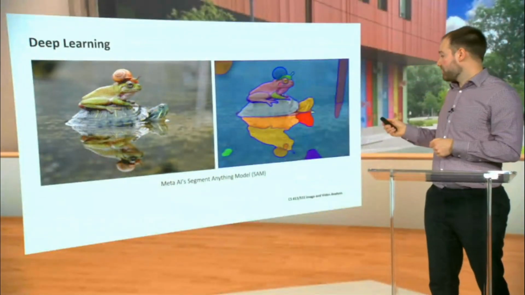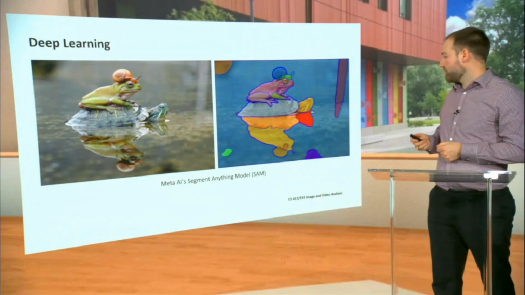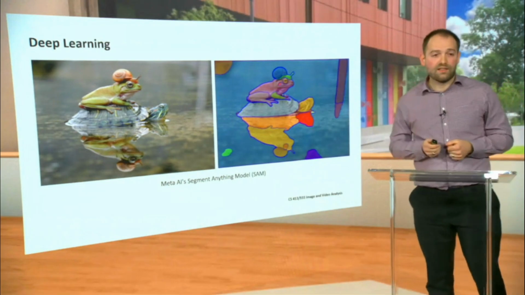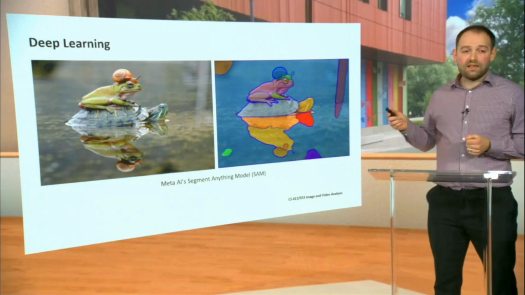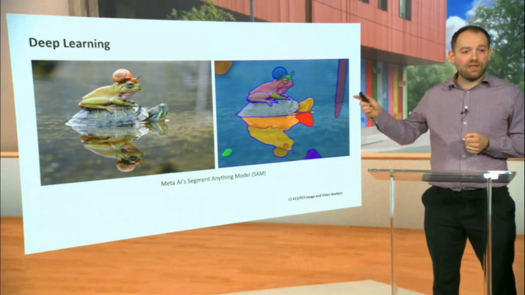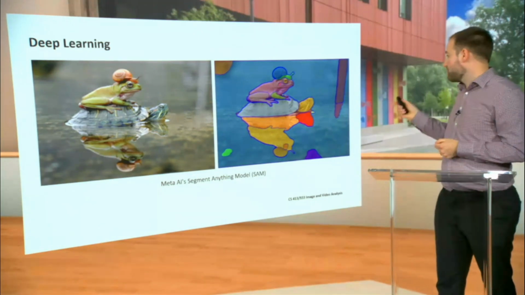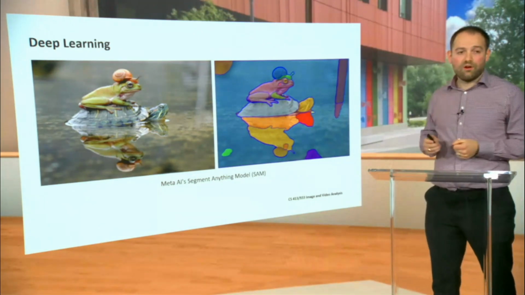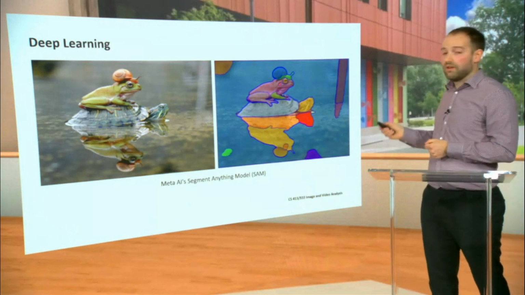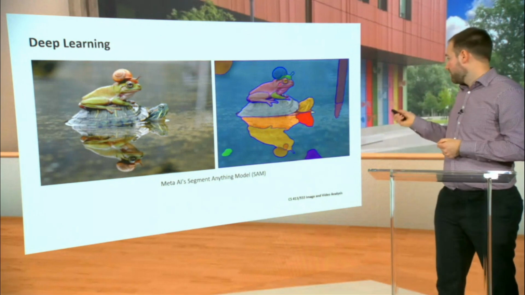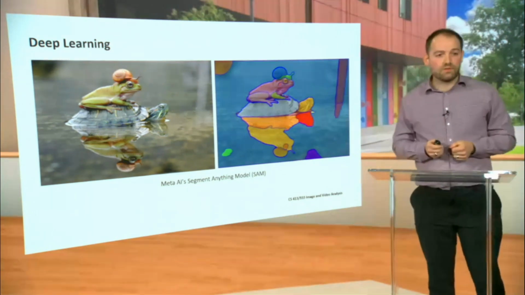So here we've got another model. This is a deep learning model that was introduced by Meta AI, and it's called SAM, or Segment Anything Model. And what you can see here is that you essentially just click anywhere on the image, and it manages to detect and to segment the whole of that particular object. So you can see a snail, you can see a frog, you can see a turtle or a tortoise, and you can see the water around it as well.